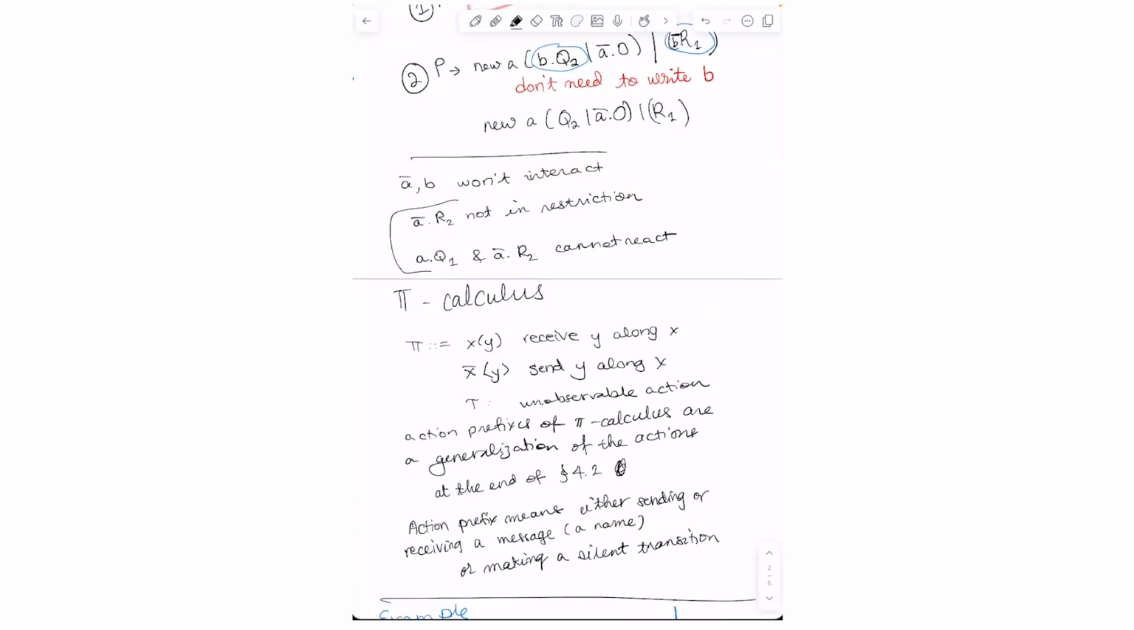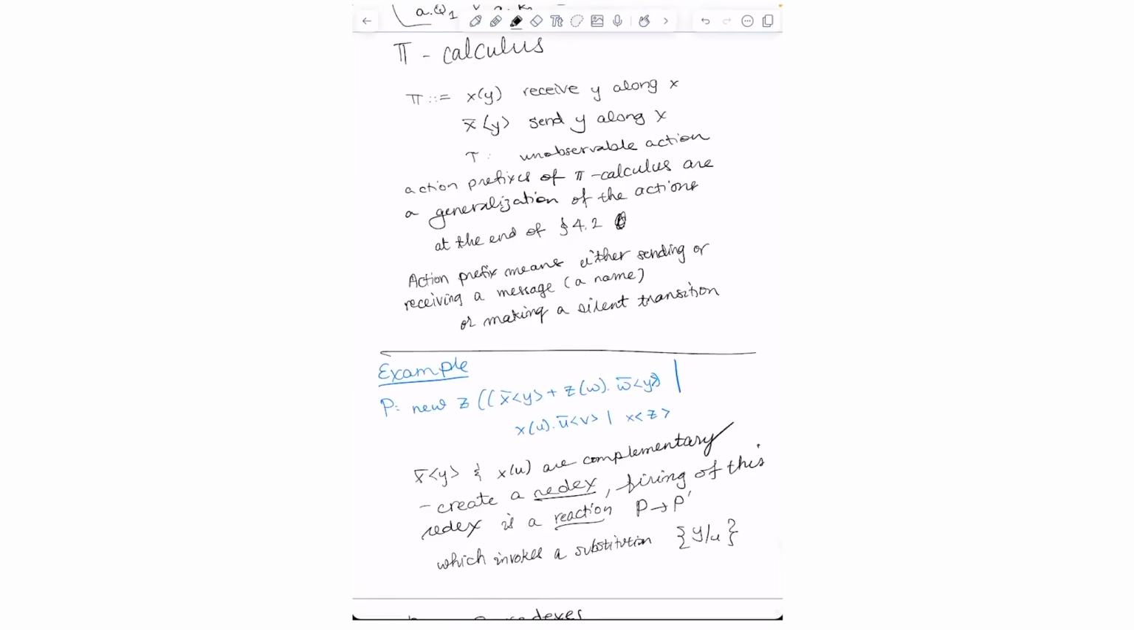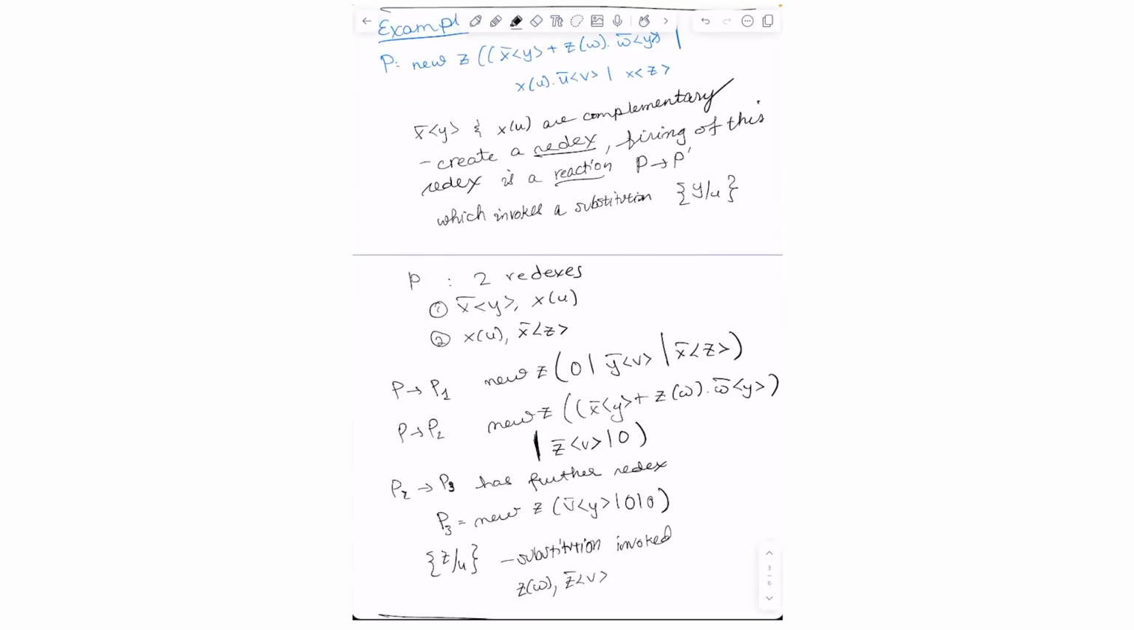So you can think of those lowercase letters as action prefixes, which means either sending or receiving a message, which is a name, or if it doesn't have a complement, it's a silent transition. We just don't know what's going on in there. And that's about it. I think you guys know pi calculus now. I'm sure you don't understand pi calculus, but everyone knows pi calculus now. Maybe that's the seminar two weeks from now.